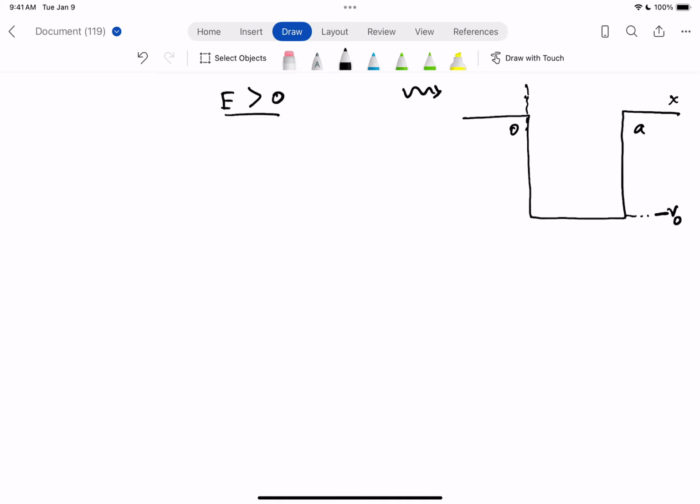So again, we can break up, analyze the wave function into three regions. For x less than 0, we can write the Schrodinger equation, and we will get, as we've seen in class, psi = A e^(ikx) + B e^(-ikx), and this k² is equal to 2mE over ħ², and it's positive.